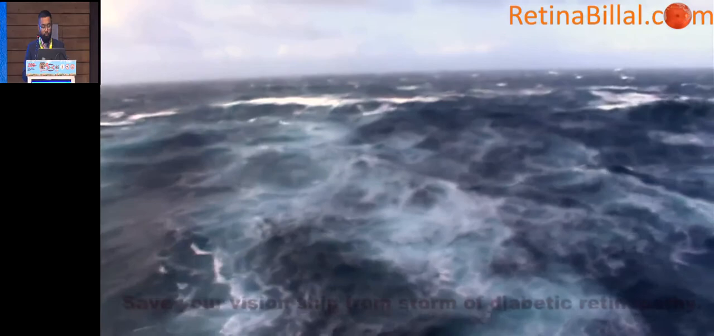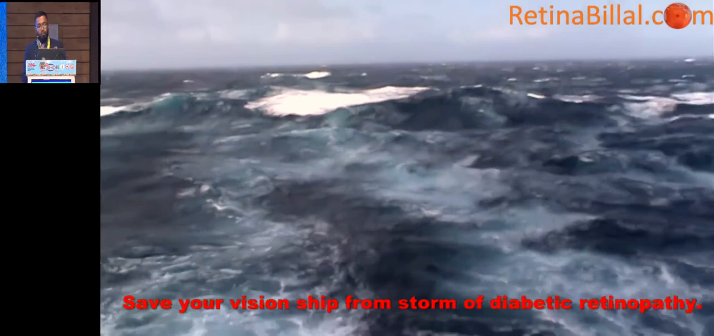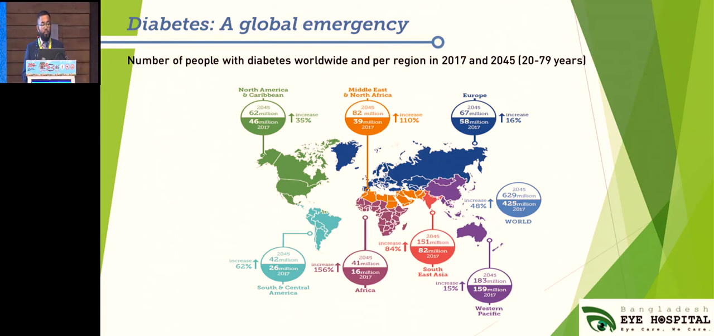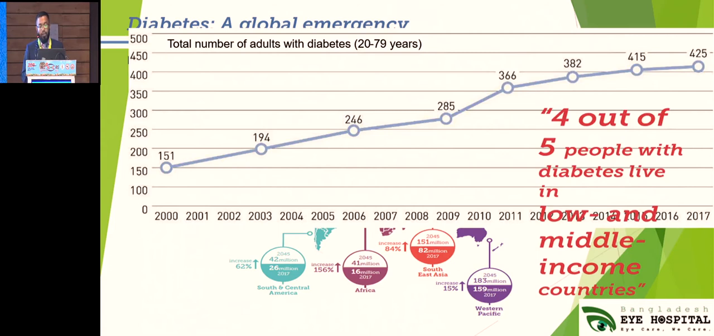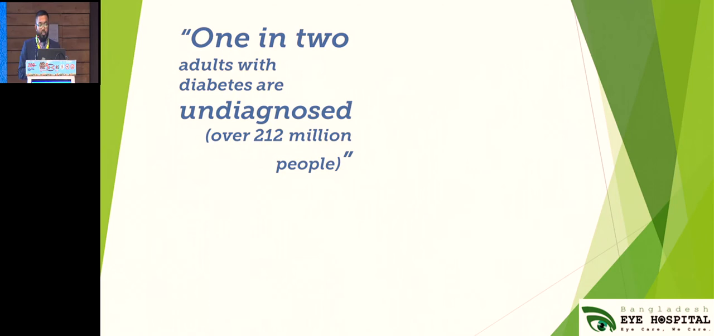To save our vision ship from the storm of diabetic retinopathy, a multifactorial step is essential. Diabetes is a global emergency, and the number of cases is increasing day by day, which was 151 million in 2017, and has increased to 425 million. Another alarming sign is that 4 out of 5 people living with diabetes are in low and middle income countries like India and Bangladesh. And another is that 1 in 2 adults with diabetes are undiagnosed.